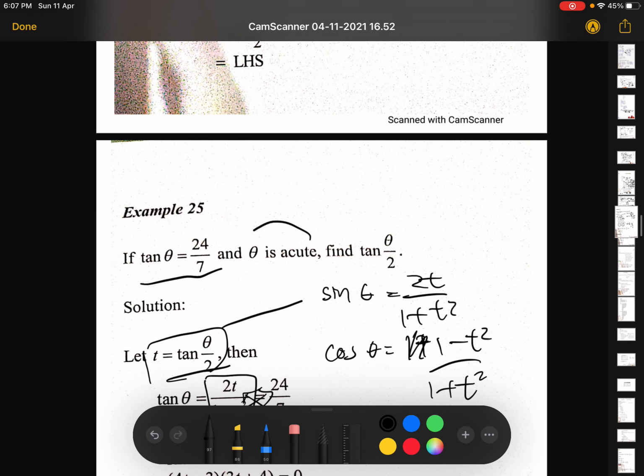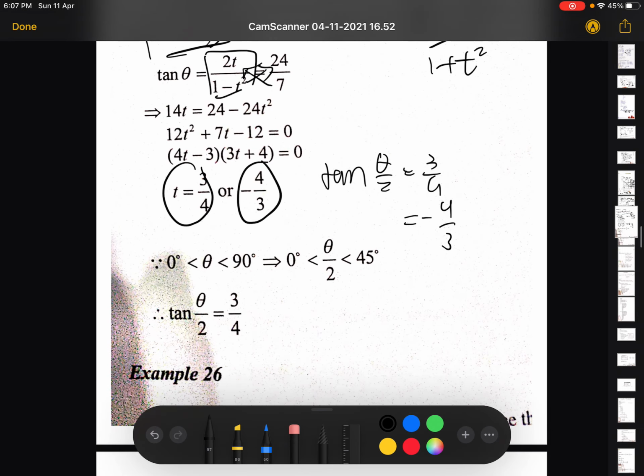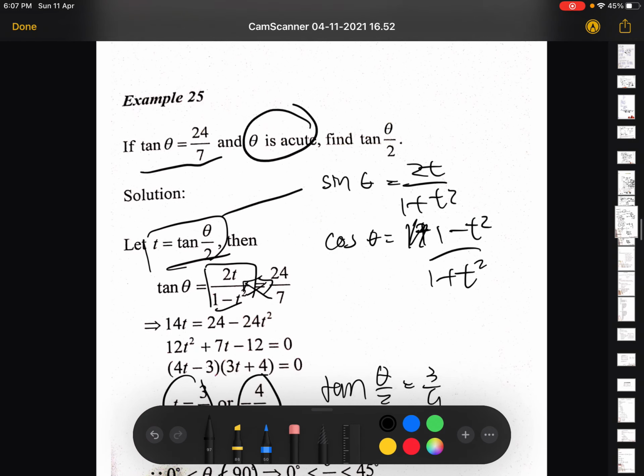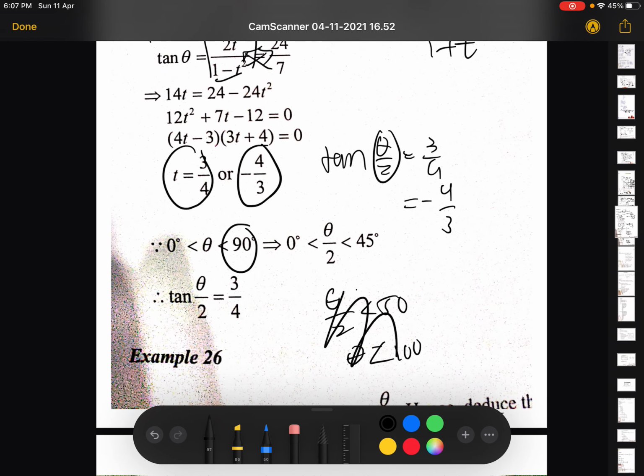Then you have to remember, theta is acute. Since theta is acute, theta over 2 has to be less than 45. Because if theta over 2 is equal to 50, then theta is equal to 100. So it's more than 90. So you have to be careful about the angles here. If you know that theta is acute, then you must convert it into theta over 2 to make it less confusing. So divide the whole thing by 2, you get 45 here.